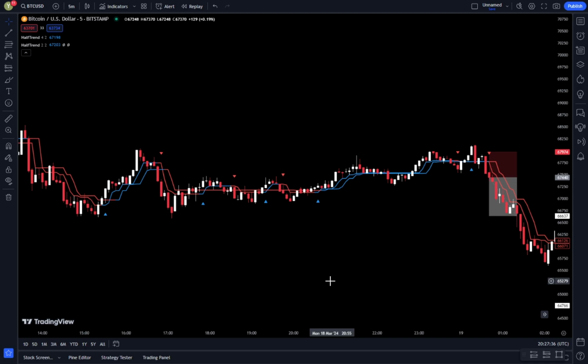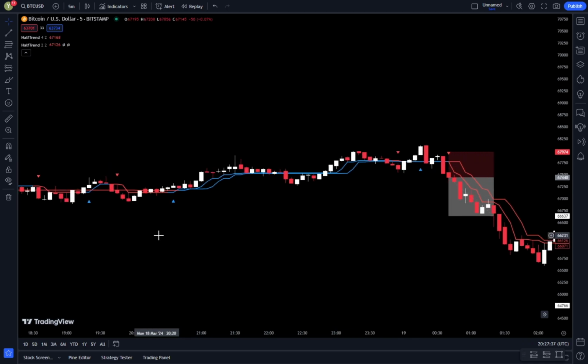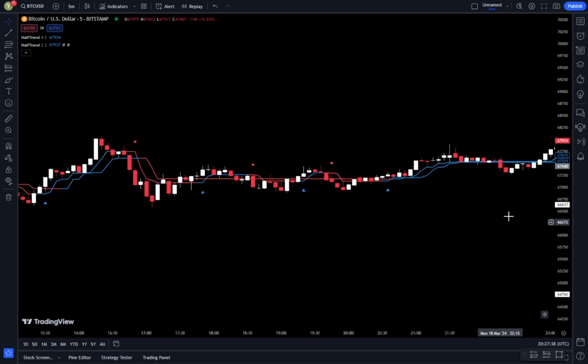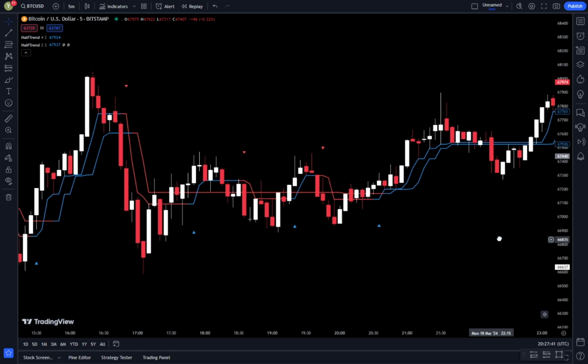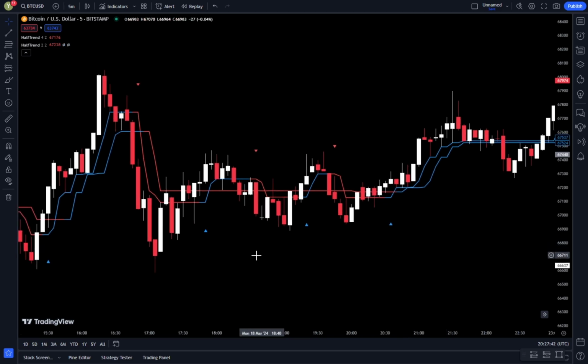And here's a pro tip. If you get a buy or sell signal but the half-trend lines don't match in color, cancel that setup. And remember, always stick to your money management and trading psychology to keep things in check.